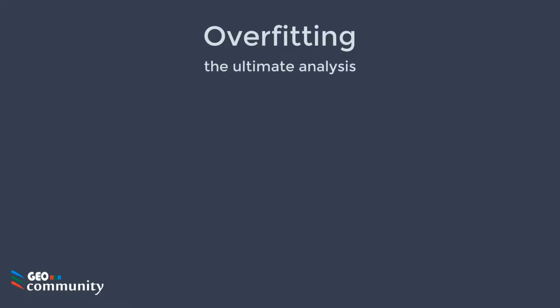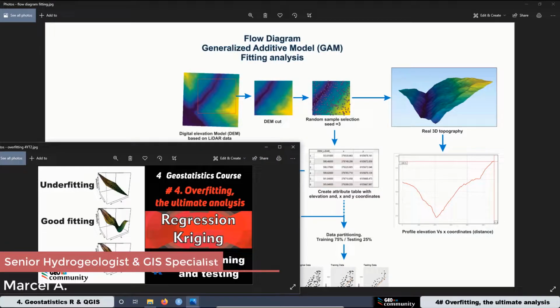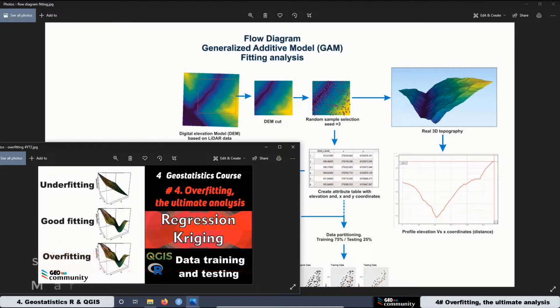Overfitting, the ultimate analysis. Today you are going to see an introduction about generalized additive models, known as a GAM, but we are going to be focused on the overfitting. As you are going to see, GAM can fit the data really well, and sometimes it's difficult to know what the limit is between the optimum model and the overfitting model.